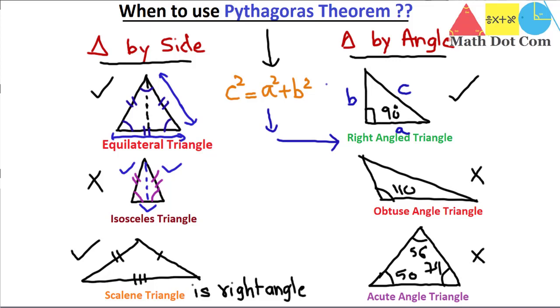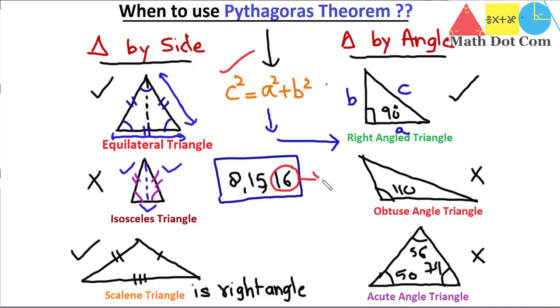Another important use of the Pythagoras theorem is that we can use it to check whether a triangle is a right angle triangle or not. For example, if you are given just the measurements, like if I say 8, 15 and 16 are the sides of a triangle, and you don't know whether this triangle is a right angle triangle or not, you can check it easily by using the Pythagoras theorem. How? Let's see. Keep this in mind: in the Pythagoras theorem, C is always the longest side. So here 16 is the hypotenuse or C, and the other two can be considered as A and B. And we can easily apply the formula as 16 squared equals 8 squared plus 15 squared.